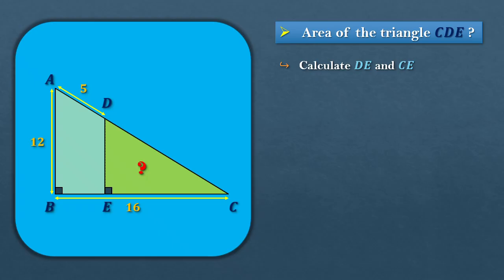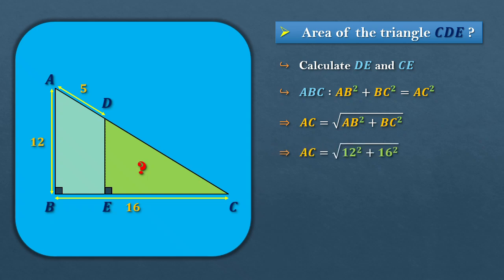Since triangle ABC is right-angled at point B, we apply the Pythagorean theorem: the square of AB plus the square of BC is equal to the square of AC, which implies that AC is equal to the square root of AB squared plus BC squared. This means that AC is equal to the square root of 12 to the power of 2 plus 16 to the power of 2. Therefore, AC is equal to 20 units.